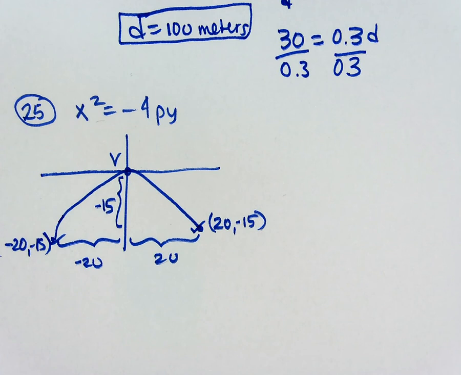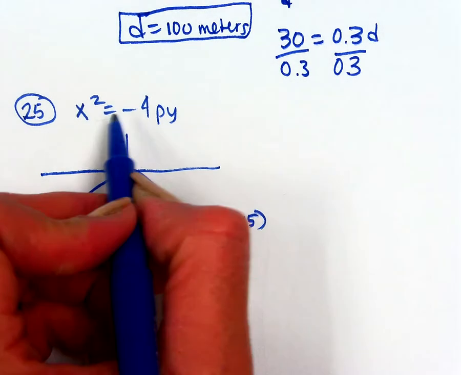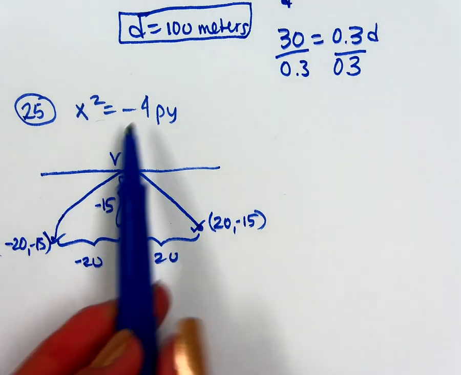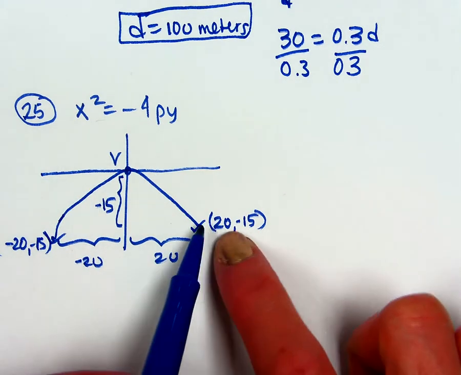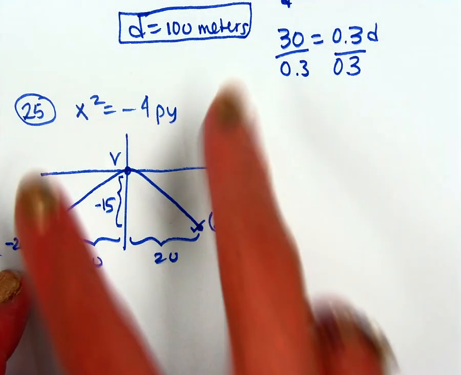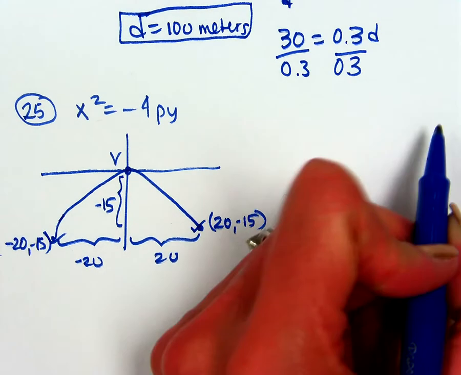All right, so now we need to come up with an equation in this format. So I know 0, 0 is my vertex, so I don't need to change anything. But I need to put in either this point or this point in for x and y. So I'm just going to go with this point.